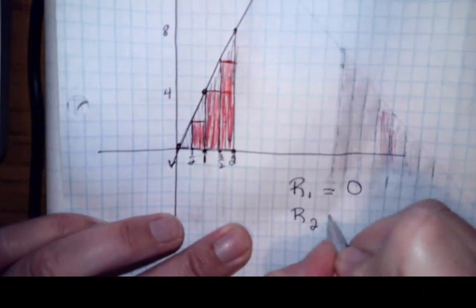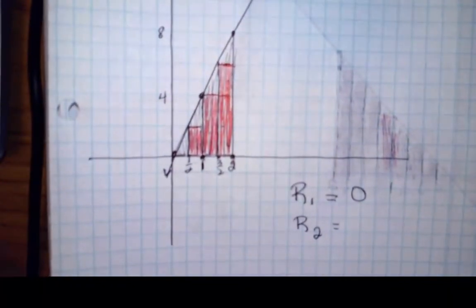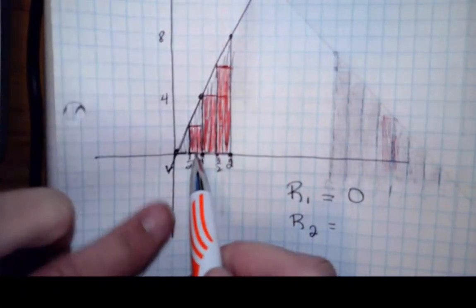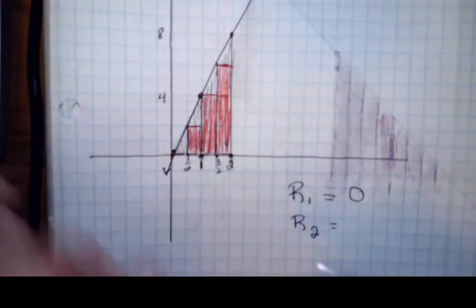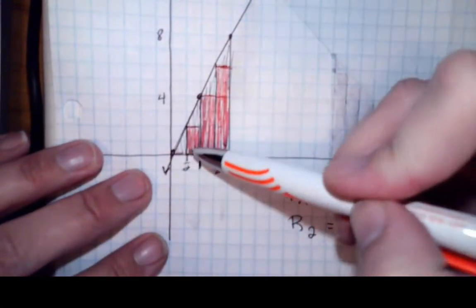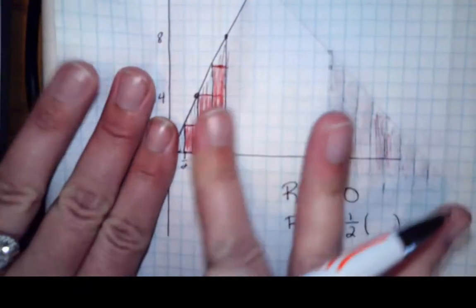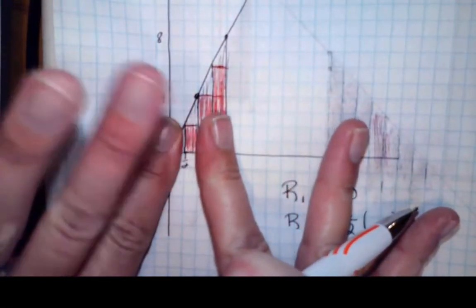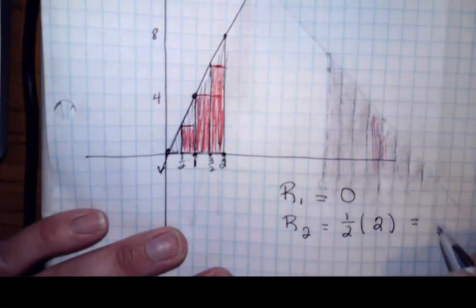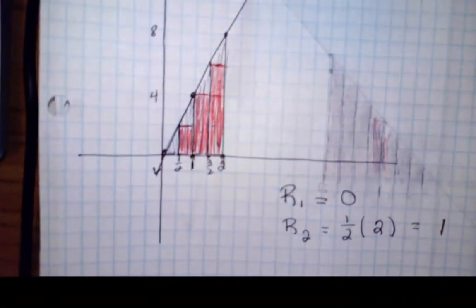Rectangle 2, how do I find the area of a rectangle? It's just base times height. So what's my base right here? My base is going to be 1/2. So I have 1/2 times what's the height on the left side of that interval. The height on the left side of the interval is 2. So that area is 1.